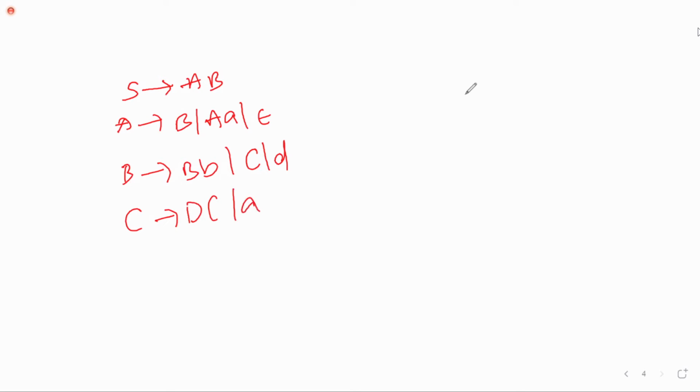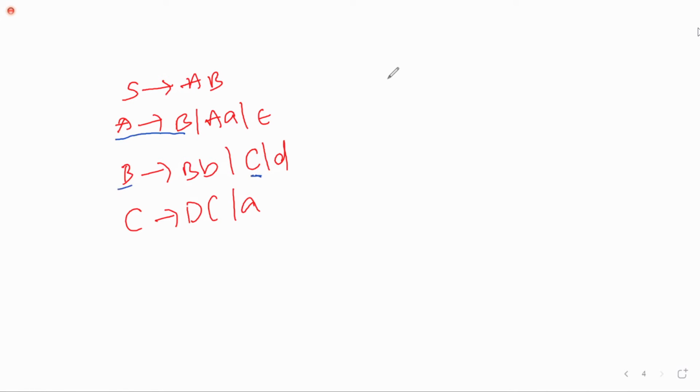First, what we have to do? We have to remove the unit production. Our intention is removing the unit production. Unit production, same, A to B is one, B to C is one.